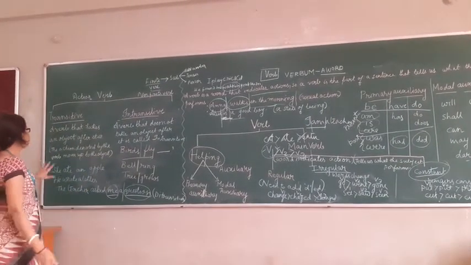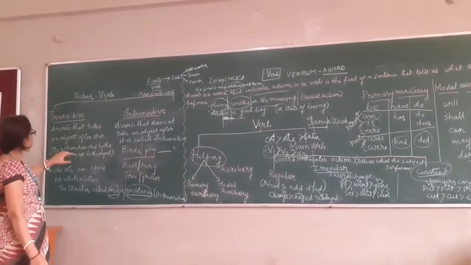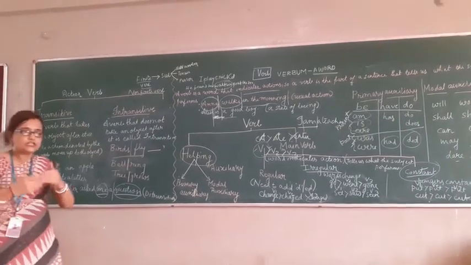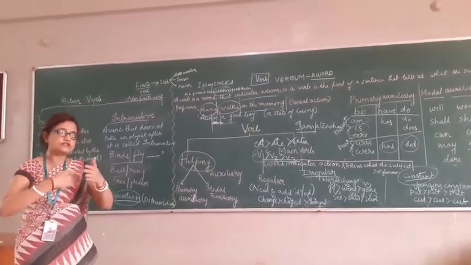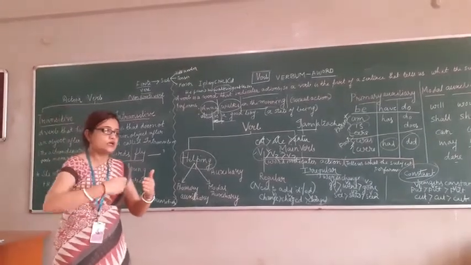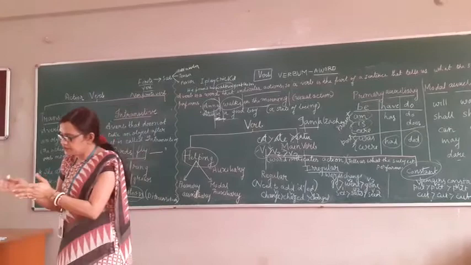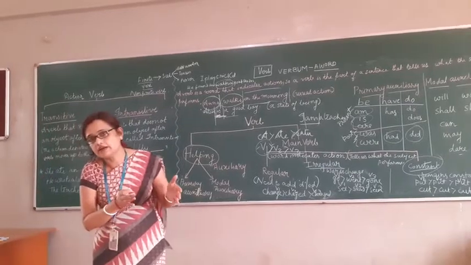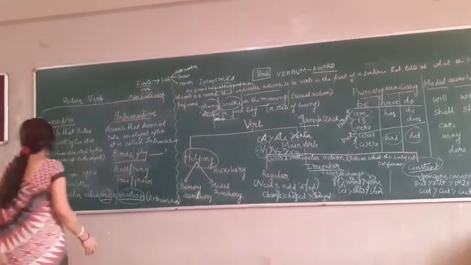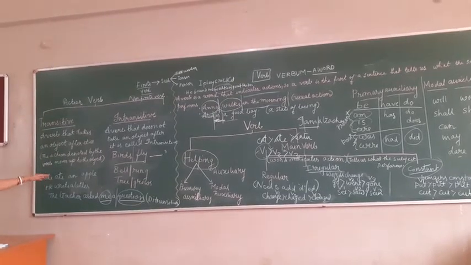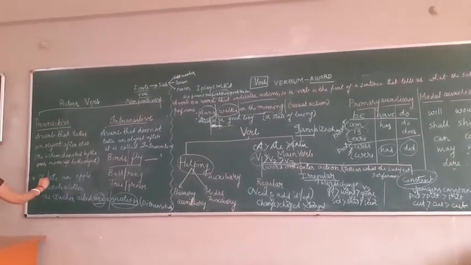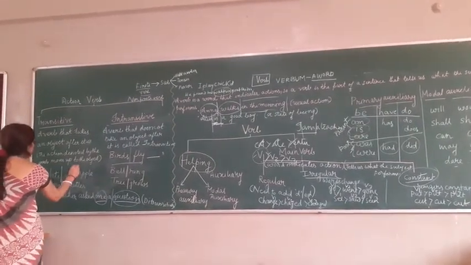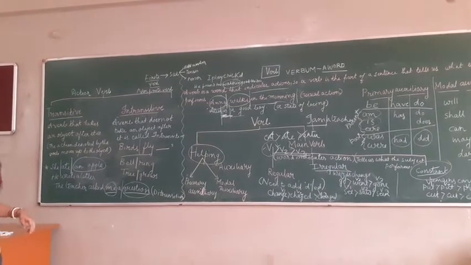Okay, transitive verb. A transitive verb is a verb that takes an object after it. Taking an object after it means transition, moving. Moving means from the subject, it moves through the verb to the object. The meaning of the verb transits from the subject to the object. So it needs an object behind. See, I am giving one example right over here. She ate an apple. So I am showing this is she, our subject. Ate is the verb and an apple is the object.